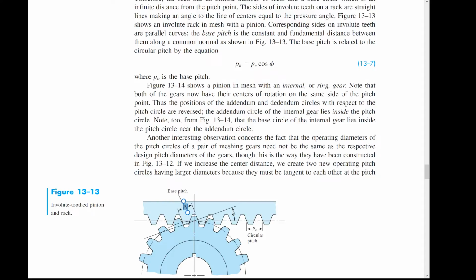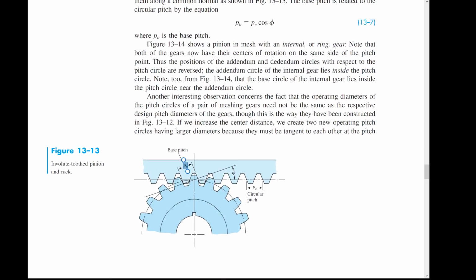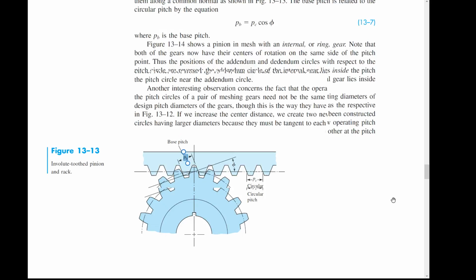Another interesting observation concerns the fact that the operating diameters of the pitch circles of a pair of meshing gears need not be the same as the respective design pitch diameters of the gears. Got it? Though this is the way they have been constructed in 13.12. If we increase the center distance, we create two new operating pitch circles having larger diameters because they must be tangent to each other at the pitch point.